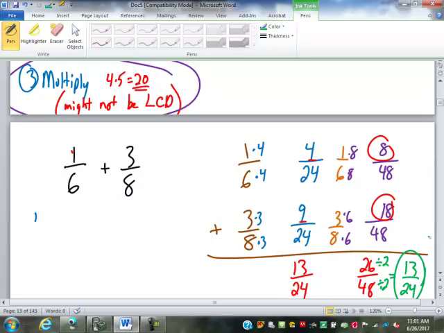So like I said, you were always told you had to find that least common denominator. It's not true. Any common denominator will work. The least common denominator will be the least amount of work, but any common denominator will work when you add fractions. So if you're looking at this and you are stumped, just do 6 times 8 is 48 and use that as your common denominator. That will always work. You may have to do some reducing when you're done, but it will always work.